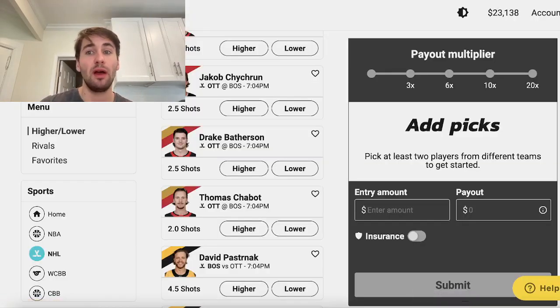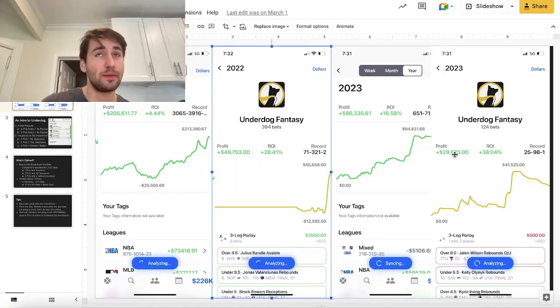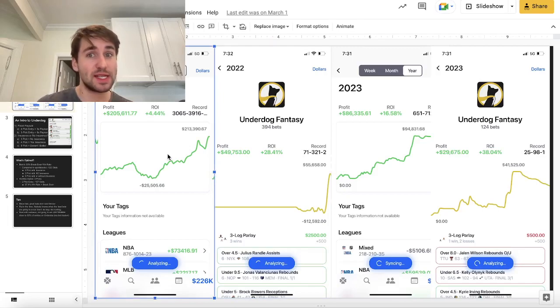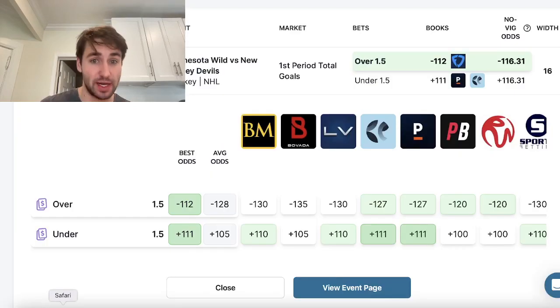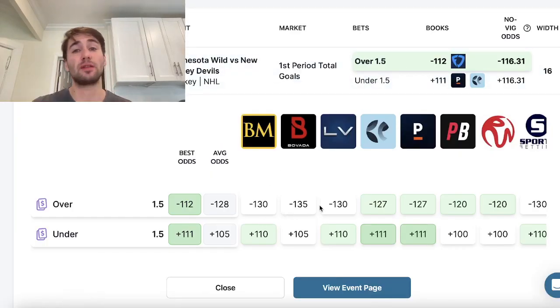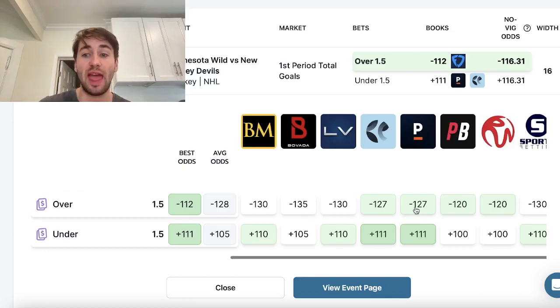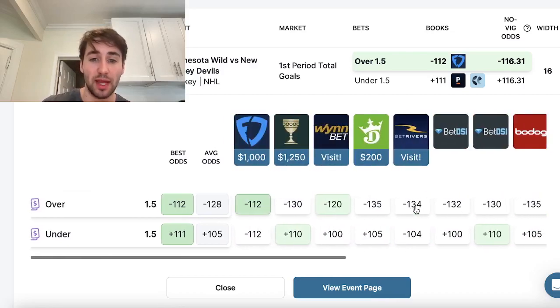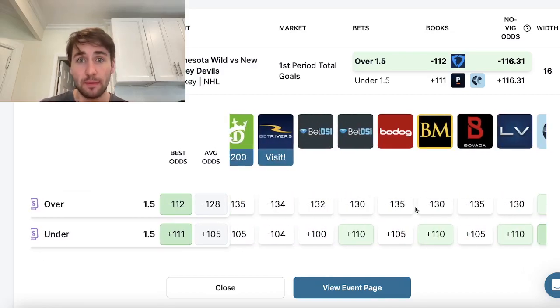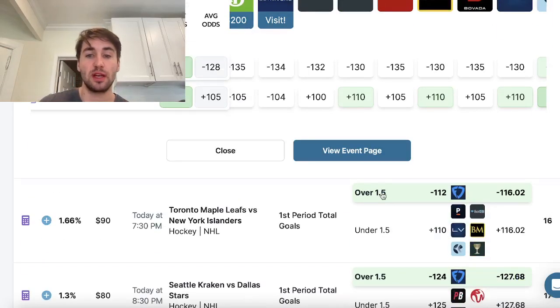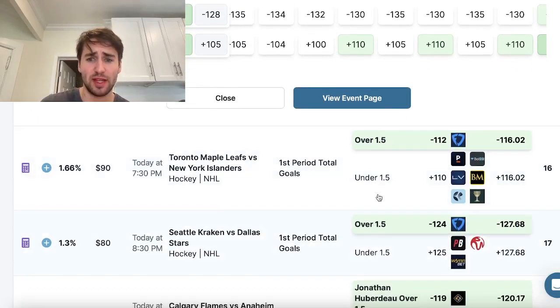A lot of people say, I don't know that much about sports. I made 205.6K profit last year, not knowing about sports. I don't watch hockey, especially. So I'm just following the data. I don't have to know anything about the Wild, the Devils, their last few games, whatever. It's all baked into the market. Every sportsbook is telling me the over should be heavily favored, around minus 130 odds, and I'm getting minus 112. So it's a no-brainer play, and it's the same for these two picks.